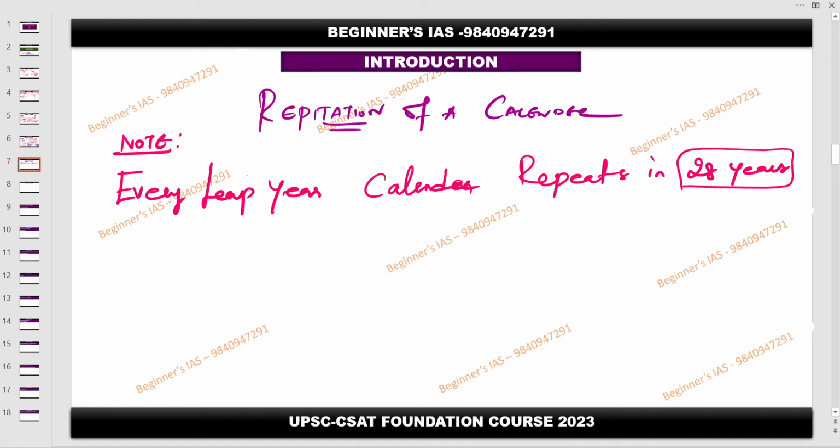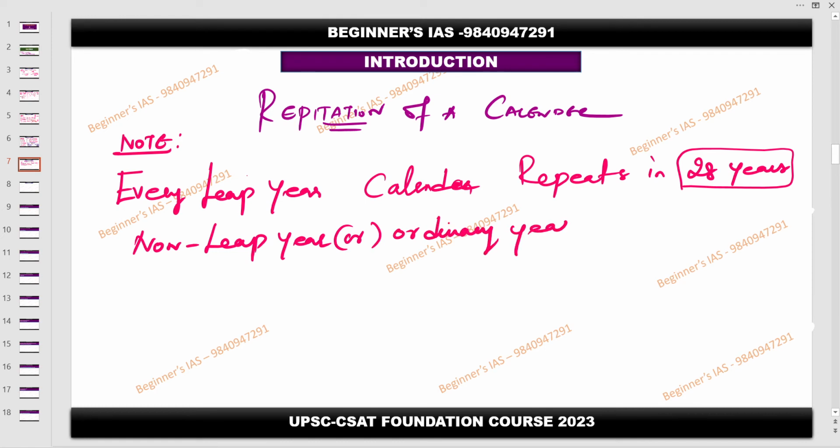Now, the second point is a very, very important point. See, those who are having a doubt with respect to the second point, you may immediately ask. Okay, I will tell you. So this is with respect to a non-leap year, or else you can call this an ordinary year. So a non-leap year calendar repeats. Listen carefully. This is important. Non-leap year calendar also repeats. You should be very careful here.